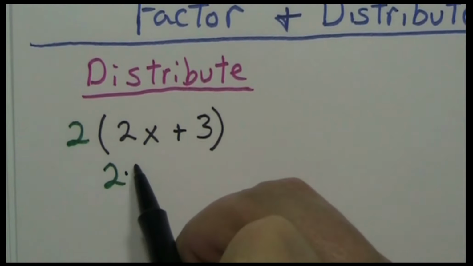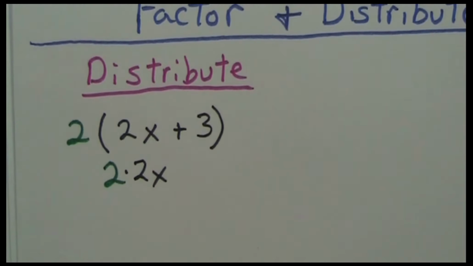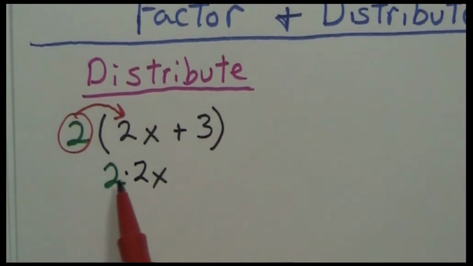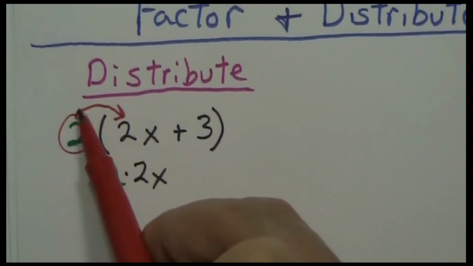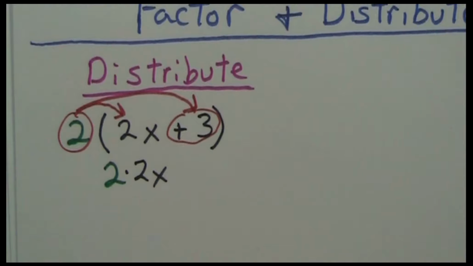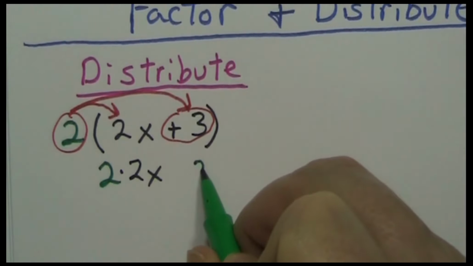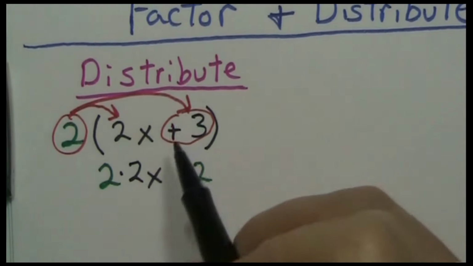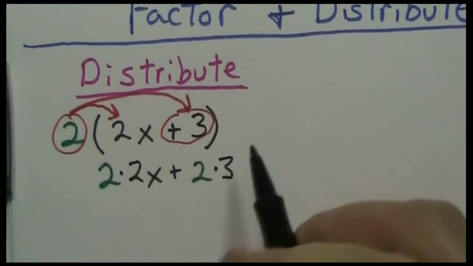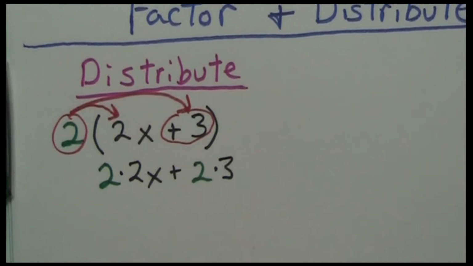We do 2 times 2x, right? This is what we do mentally. 2 times 2x. And then we do 2 times positive 3. I'm using colors here. We multiply 2 times each one of those terms. And then we get our answer.